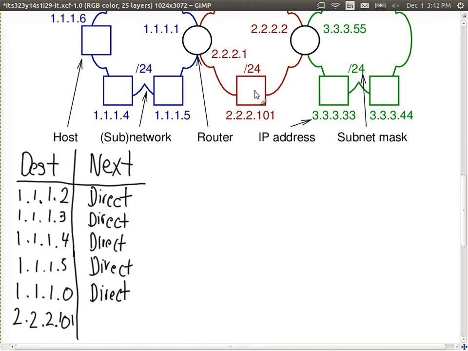Right, to send to 2.2.2.101, the next router is this router here, which is 1.1.1.1. Not direct. So this is just our normal routing table. To reach some destination on another subnet, send to my router. And my router has the address 1.1.1.1.